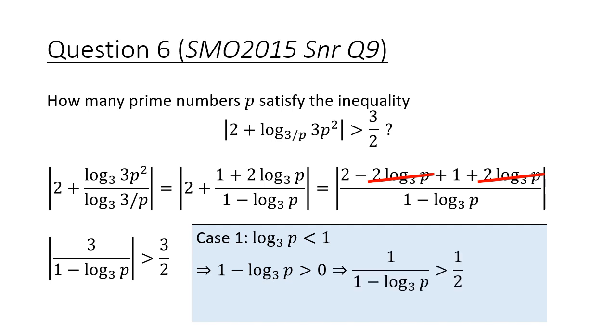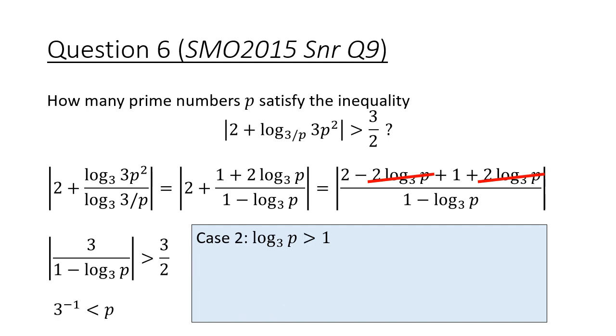So we can remove the modulus and cancel the 3 on both sides. Simplifying this inequality gives us log base 3 of p greater than negative 1. And I can make p the subject. p will be greater than 3 to the power negative 1, or 1/3.